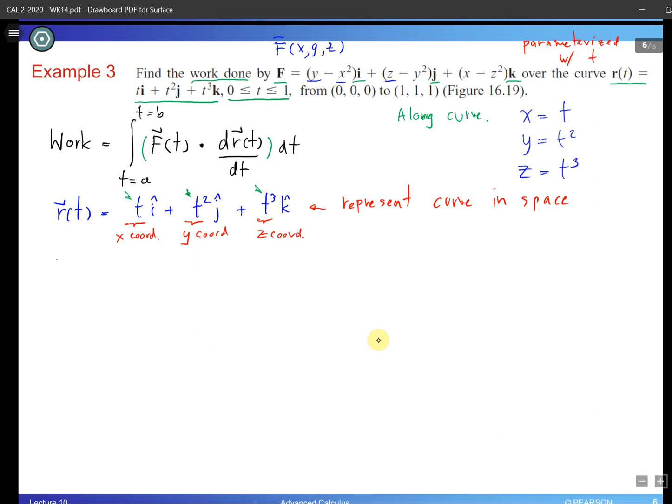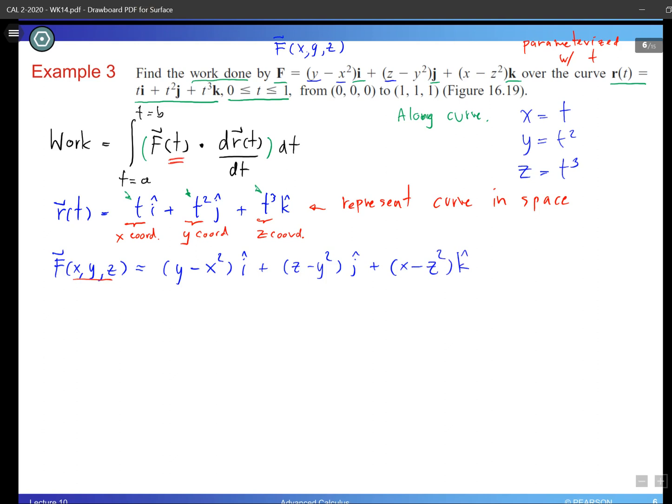So we have this force field in terms of x, y, and z. Let's bring all the terms right here. It's going to be equal to (y minus x squared) i, plus (z minus y squared) j, plus (x minus z squared) k. As you can see here, in order to use the formula that we have, we are supposed to have the force vector in terms of t. Let's take a look at the formula right here. Force vector has to be in terms of t, but right now it's in terms of x, y, and z.